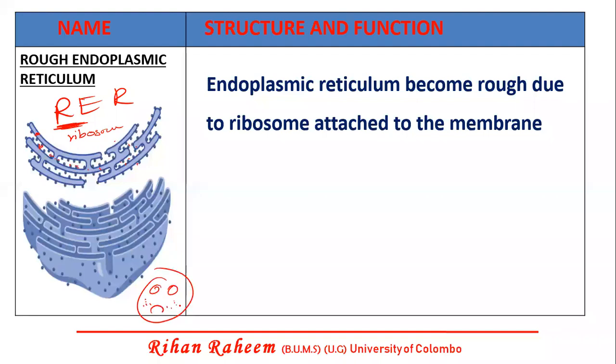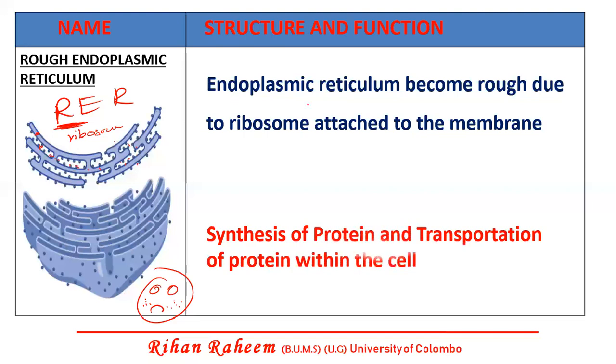He's having pimples. Remember that kind of picture. Put it into your picture memory. Okay. Rough endoplasmic reticulum becomes rough due to ribosomes attached to the membrane. Later you will study that the function of ribosome is protein synthesis. Therefore, this also has the same function. If ribosomes are here, they will do the same function. So the function of rough endoplasmic reticulum is synthesis of protein and transport of protein.